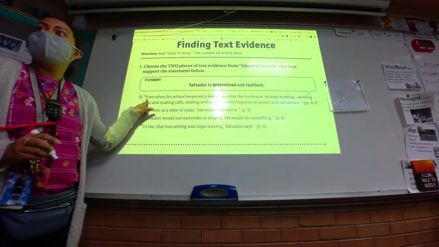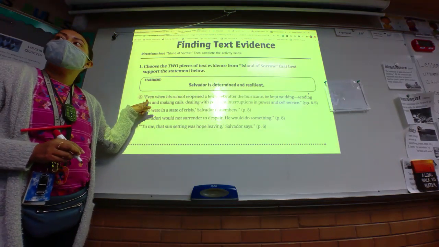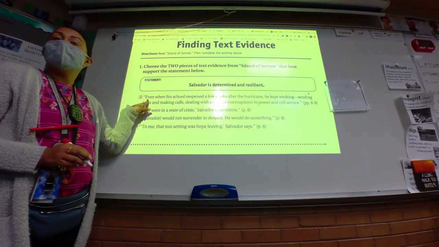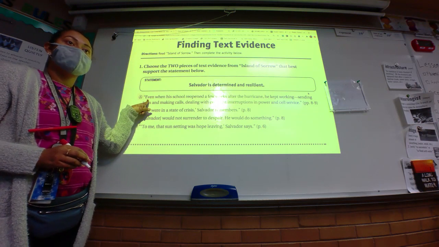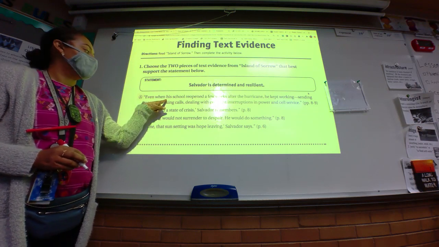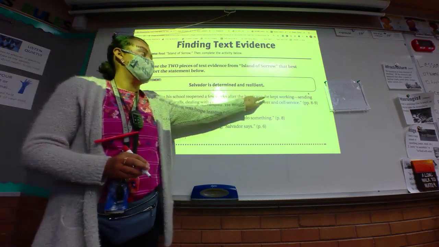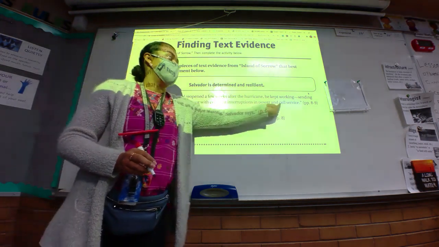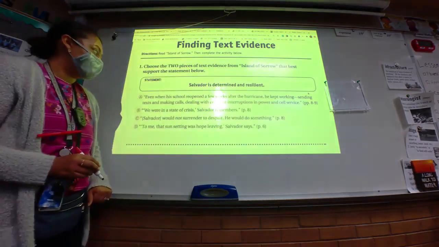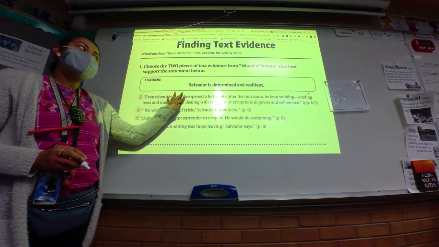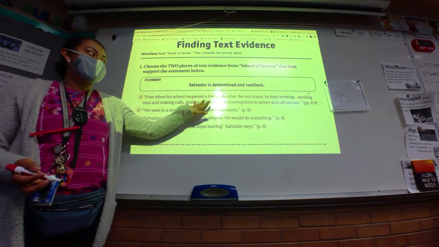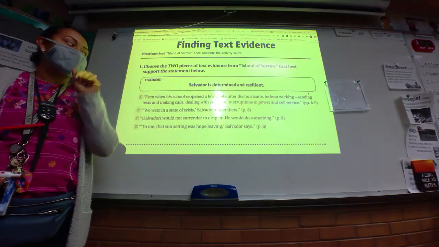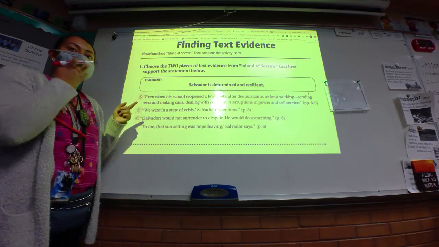Who wants to read A? Thomas. Even when school reopened after, he kept working, sending texts and making interruptions and common self-service. Okay. So is this a text evidence that connects with explaining that Salvador is determined and resilient? Okay, could be.